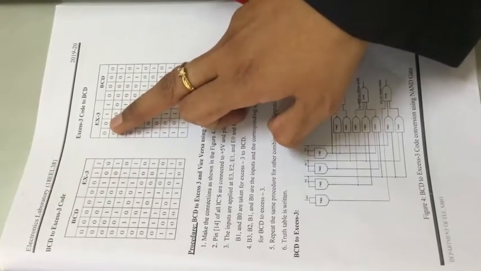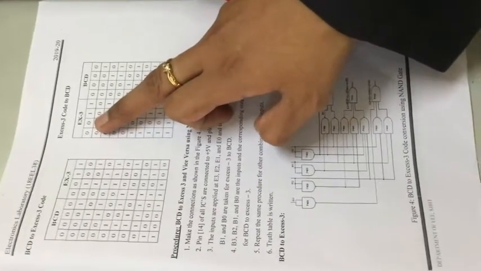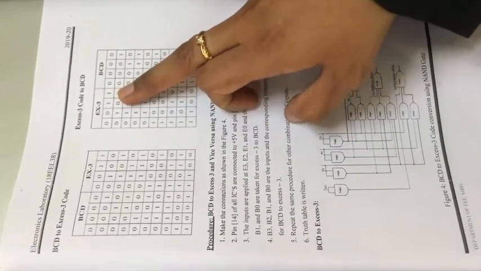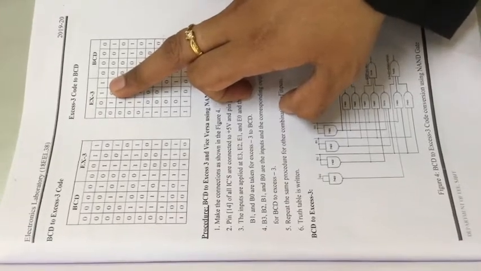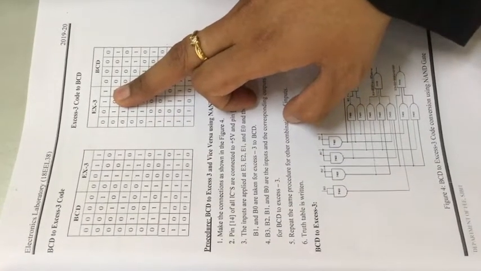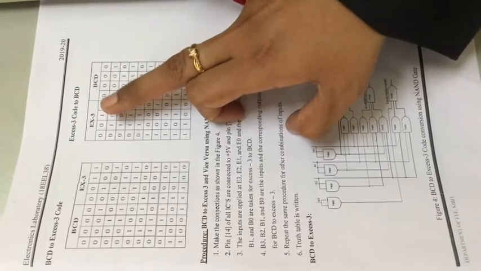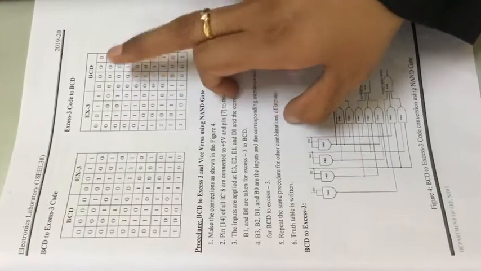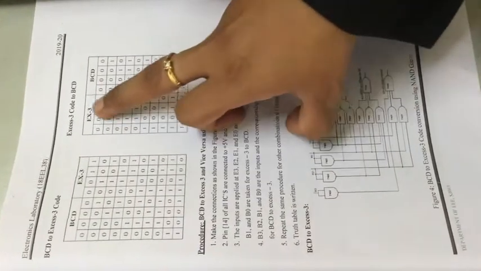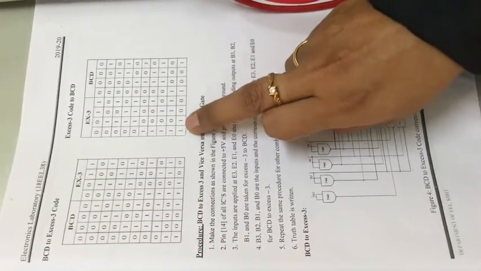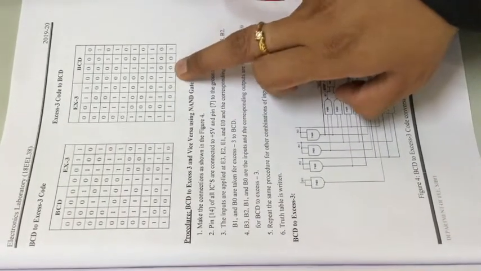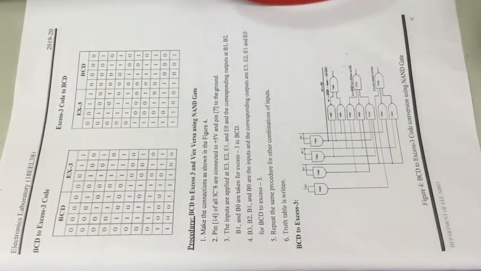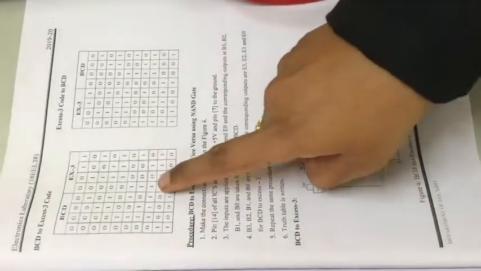Now in XS3, initially I should give 3. It is a valid input, so the initial input is 3. If I have to convert XS3 to BCD, I should subtract 3 from the XS3 code. So 0, 0, 1, 1: 3 minus 3 becomes 0, 4 minus 3 becomes 1, 5 minus 3 becomes 2. Similarly, it will extend until 12, because at that point the BCD code reaches its maximum value, which is 9. So both the tables are like this.